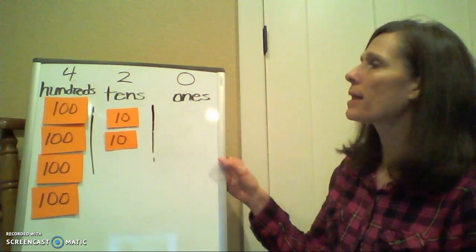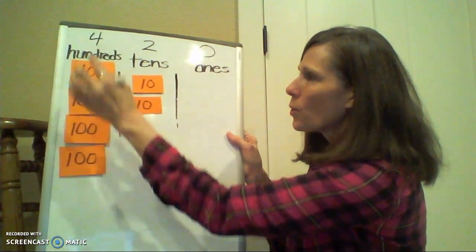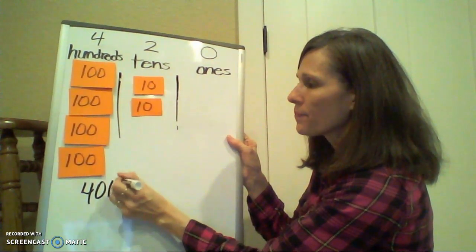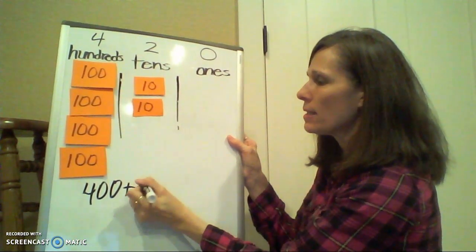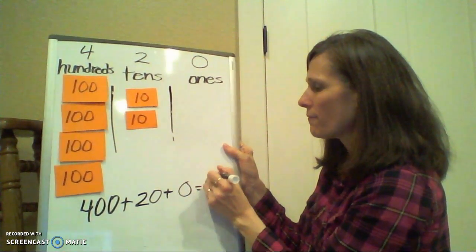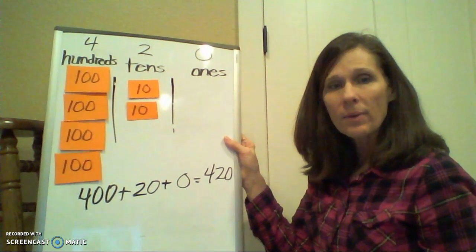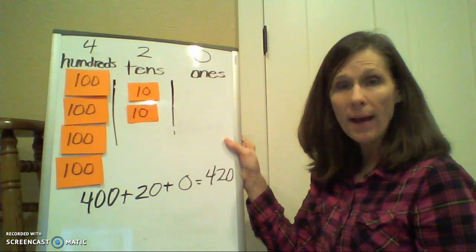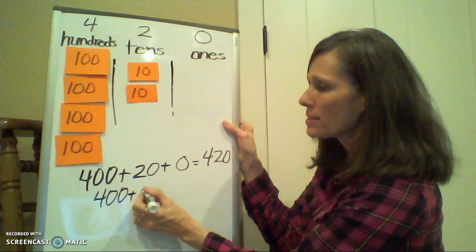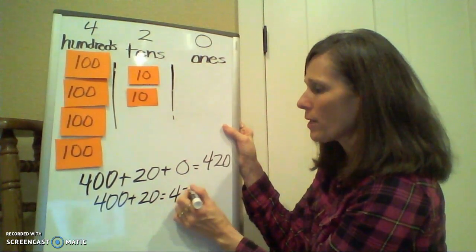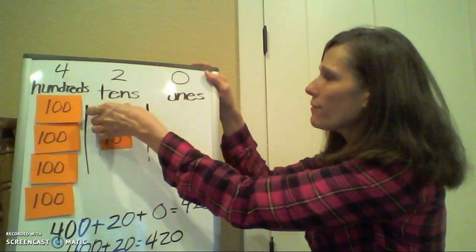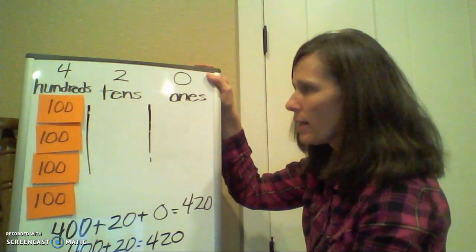All right, so if I was going to write that in expanded form, I would write 100, 200, 300, 400, 400 plus 10, 20, 20 plus 0 equals 420. Now in this one, you could leave the 0 out in the ones place. So you could just write 400 plus 20 equals 420. Okay, so let's go ahead and take this off, and let's do another one.